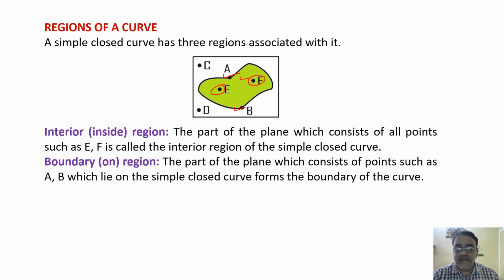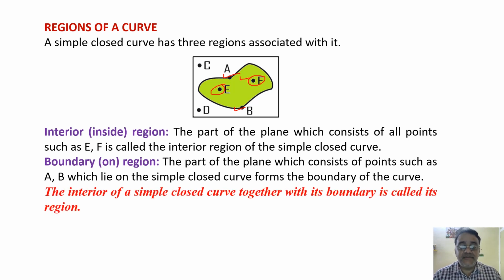So the part of the plane which consists of points such as A, B, which lie on the simple closed curve, forms the boundary of the curve. Okay. Now the interior of a simple closed curve together with its boundary is called its region. मतलब यहाँ पे जो boundary है, the boundary and this green colored part together is called the region. Okay. Now one more region is there outside, right?